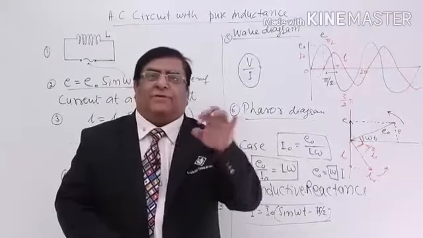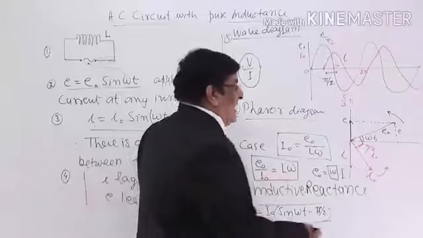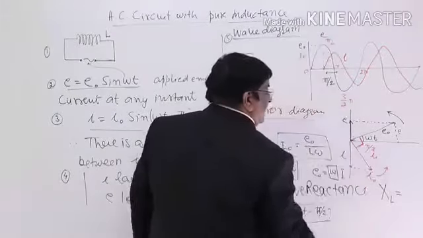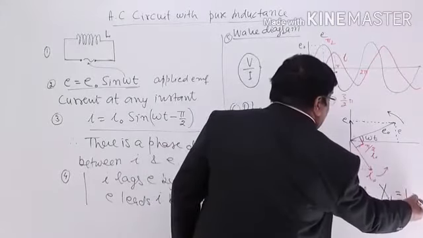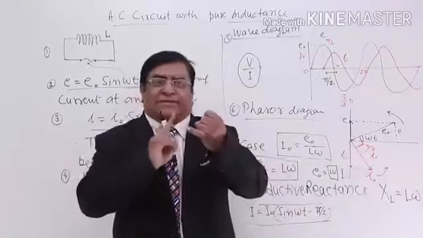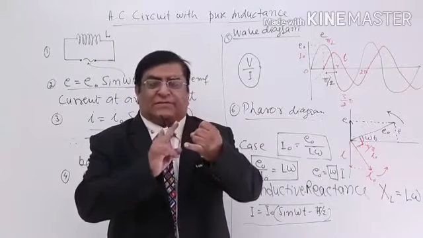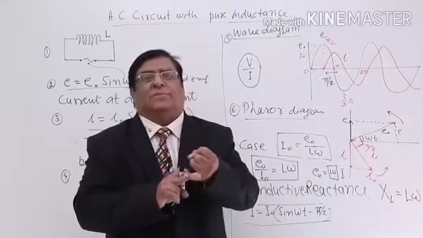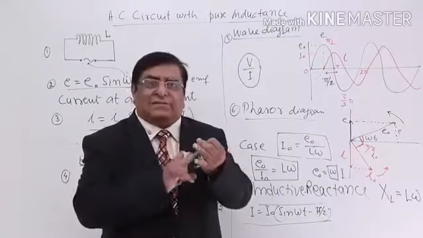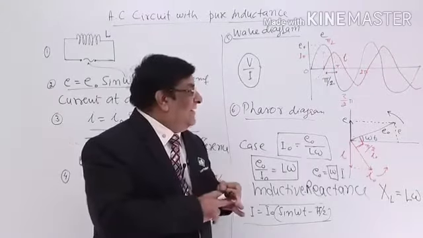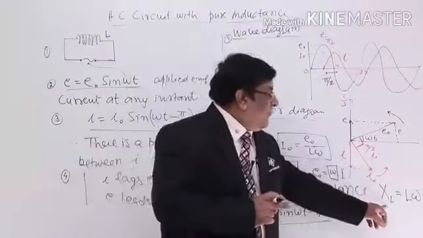Should we not form a different symbol for it? We did, and that symbol is XL, inductive reactance, and this is equal to L omega. Okay, so now we understand what inductive reactance is, what its source is, and why it is called reactance, because it depends upon omega. L is also a part of it, it is due to that only, and its formula is L omega.